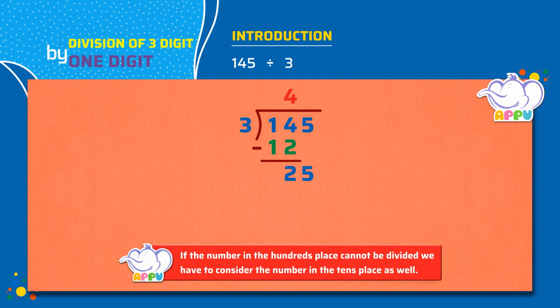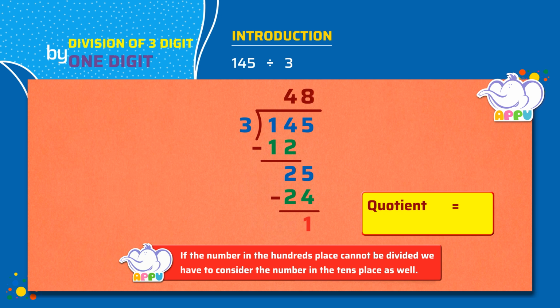We repeat the steps. We divide again. We figure out how many 3's does it take to make 25, which is 8. We multiply 3 and 8, we get 24. We subtract 24 from 25, we get 1. We stop division because 1 is less than 3. So 48 is the quotient and 1 is the remainder.